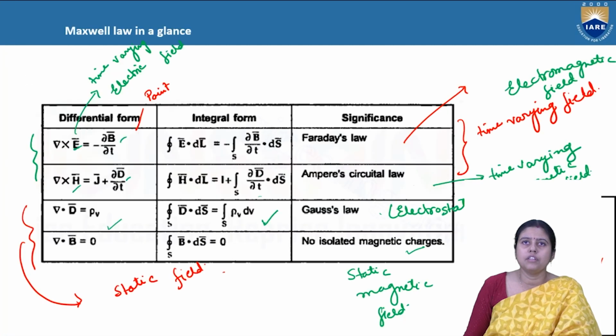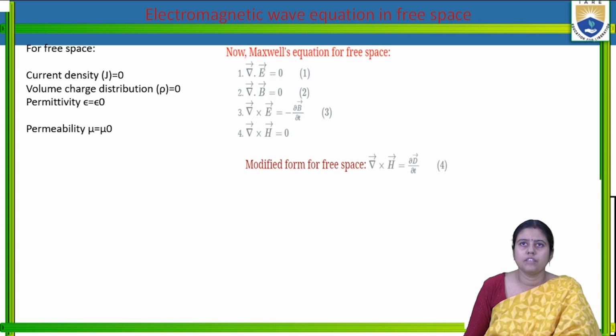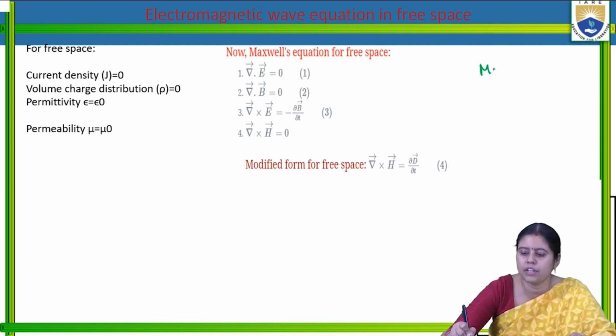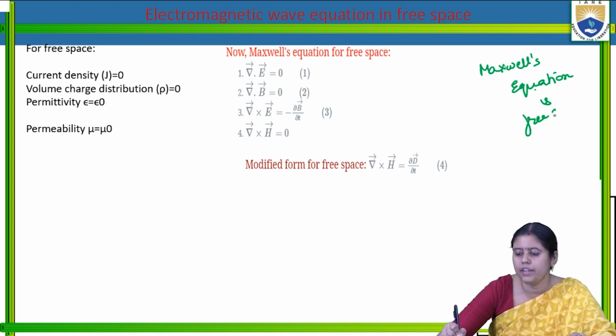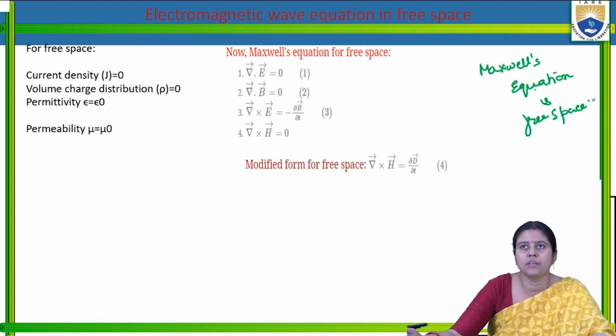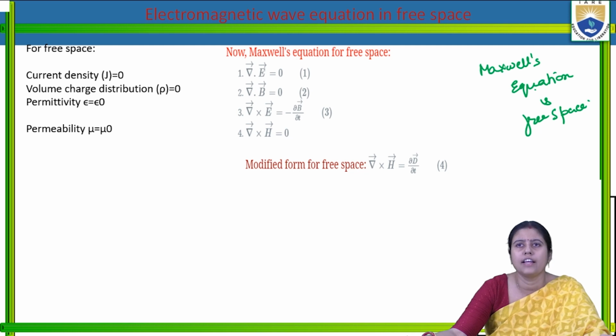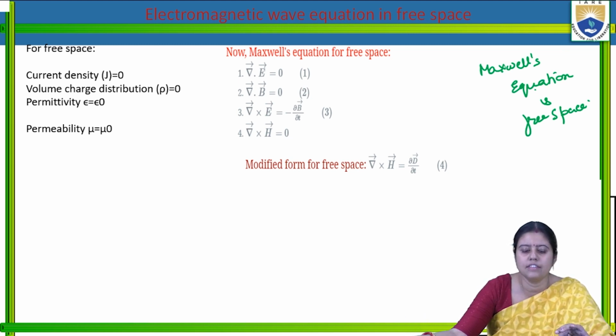Now we will discuss the electromagnetic equations in free space. Before that, we will discuss Maxwell's equations in free space. In free space there is no current, because current flows in a conductor, and the amount of displacement current is very, very small. So the conduction current density J equals 0 for the electromagnetic wave equation. Current density in free space is equal to 0.